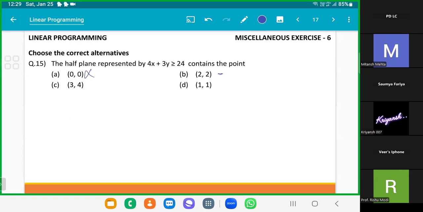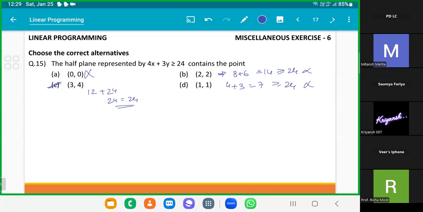Yes. So I solve this part. I will get 8 plus 6, which is equal to 14. 14 greater than equal to 24? No. I solve 4 plus 3 equal to 7. Greater than equal to 24? No. This will be 12 plus 12, 24. Equal to 24, which is true. So your answer will be option C in this case. Right? Are we clear with this?